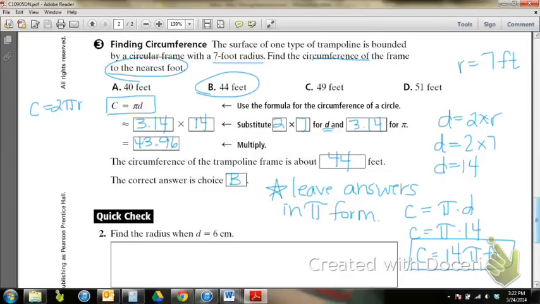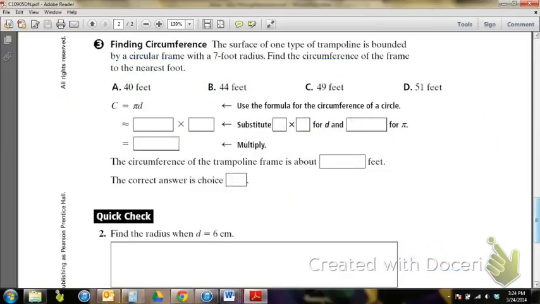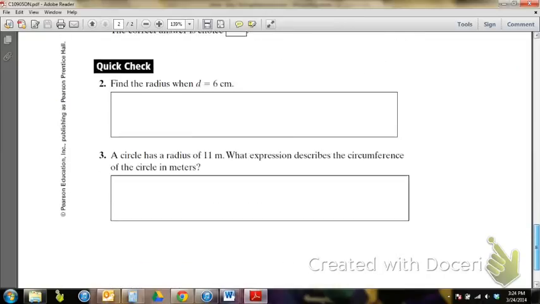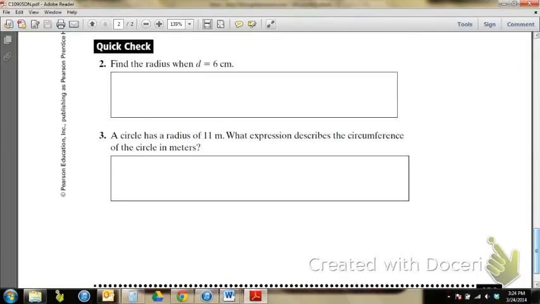So now you're going to try the quick checks. Number 2, you're just finding the radius given the diameter. And number 3, you're finding the circumference of the circle in meters. And I'm going to say leave your answer in pi form. Okay, don't forget your units. Try the quick checks and we'll check your work in class.